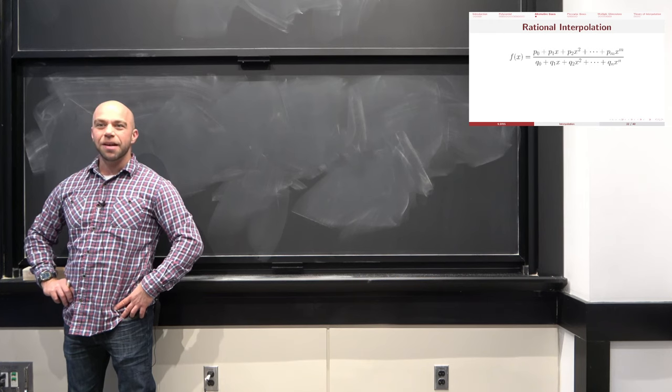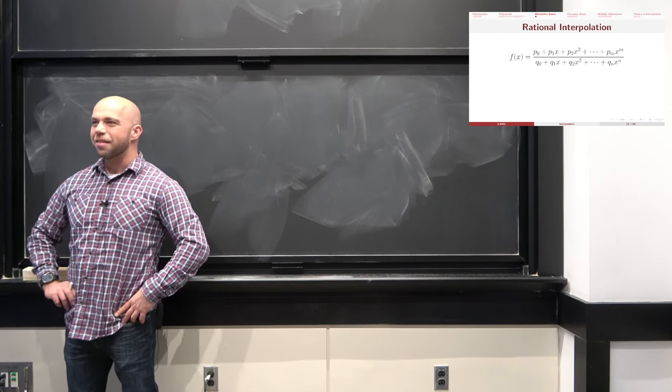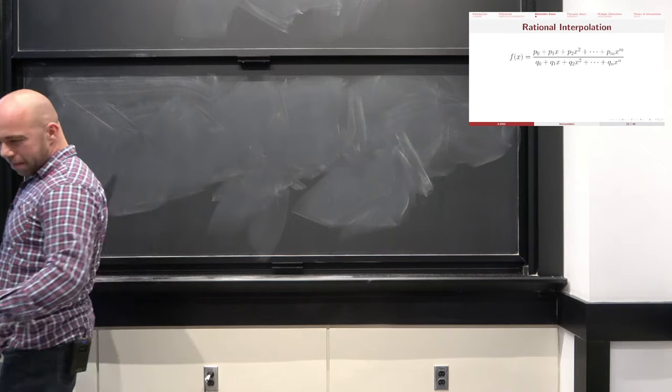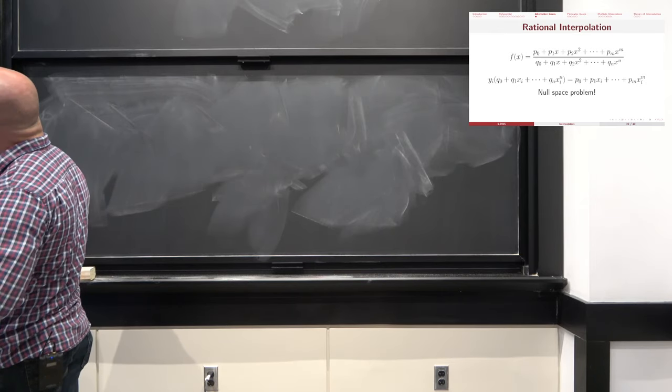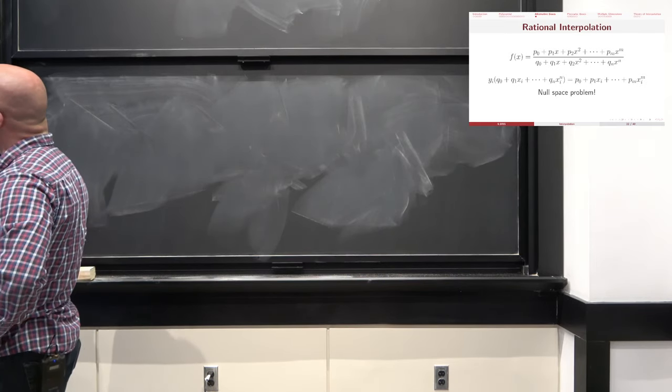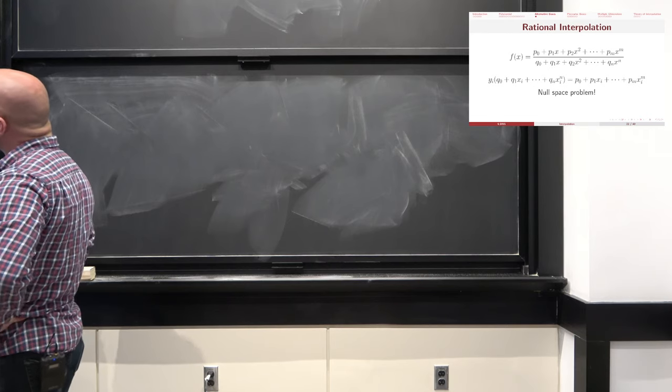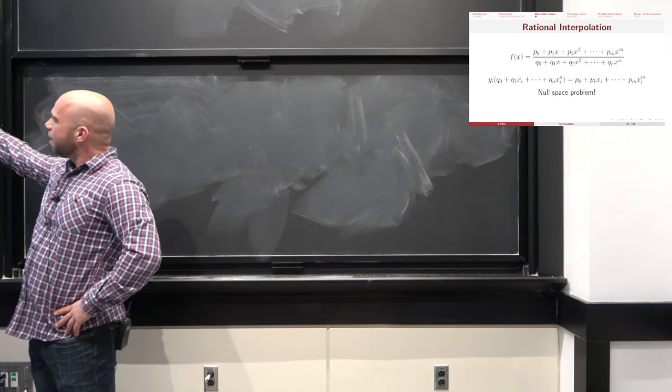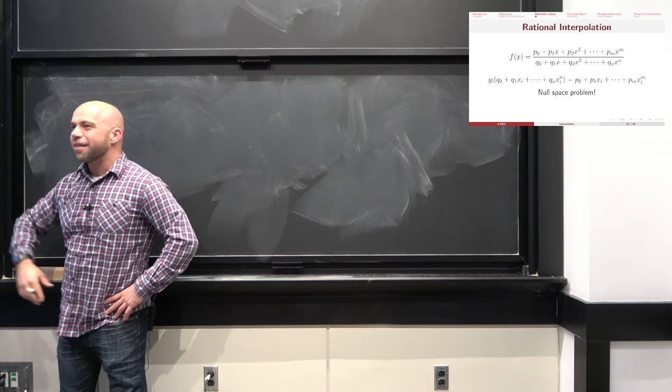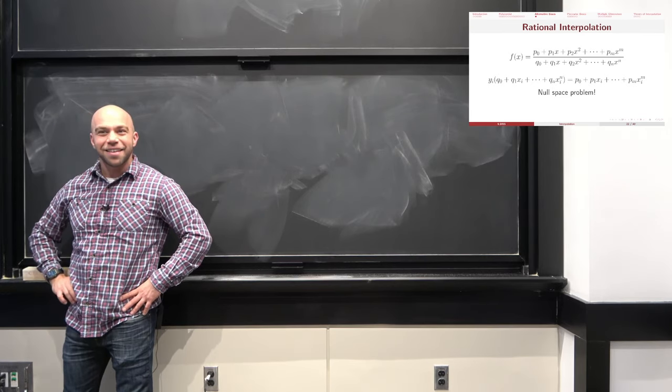The answer is actually no, right? Because I can take the denominator and multiply both sides by it. So in particular, if I multiply both sides by the denominator, I get this expression here for each i: y_i times the denominator evaluated at x_i is equal to the numerator evaluated at x_i. And this is a linear expression in the p's and the q's.